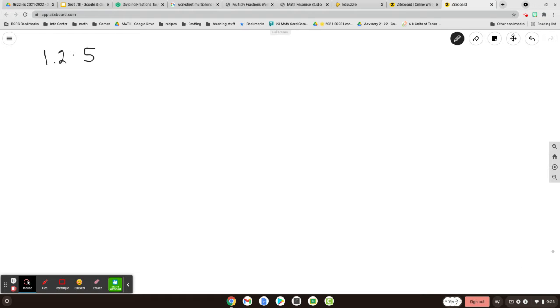Hey everybody, today we're going to be taking a look at how to multiply decimals. And we're going to start off with the example of 1 2/10 multiplied by 5. So we've probably heard about the rule where you just multiply your two numbers and then count how many digits are to the right of the decimal point. Today I want to explore why that works.